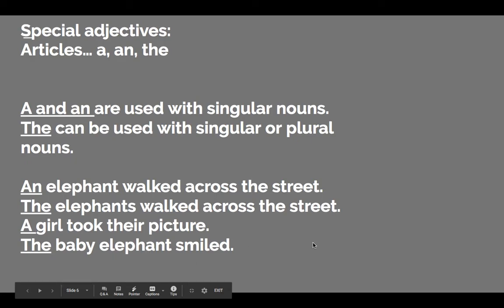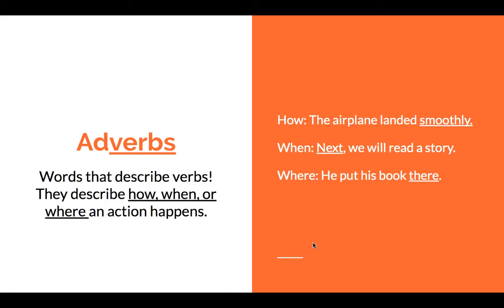It's just one. Okay, then we moved on to adverbs. Adverbs are kind of easy to remember because they have the word verb in it. So we remember adverbs describe verbs. They tell us how, when, or where an action happens, because remember, verbs are action words.